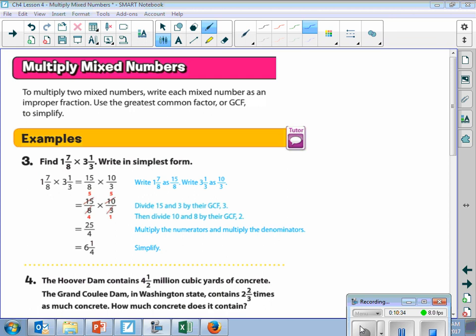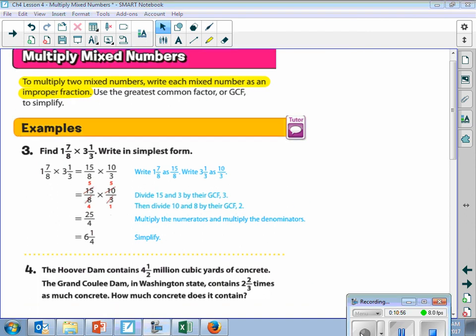So here, what I want you to write down is to multiply two mixed numbers, you're going to write each mixed number as an improper fraction. And don't forget to write your topic title up there too. So you're going to multiply mixed numbers. All right, so for example 3 here we have find 1 7/8 times 3 1/3, and we want to write that in simplest form.